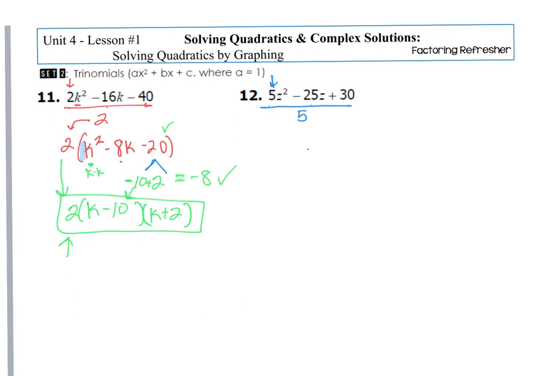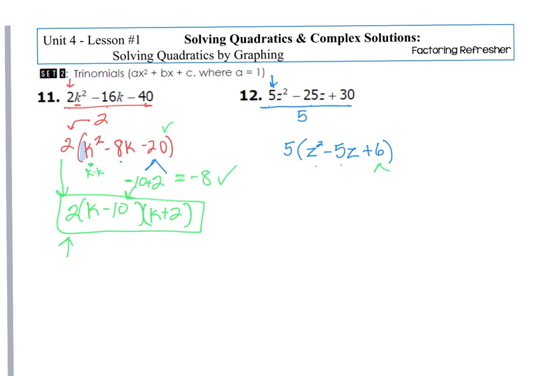5z squared divided by 5 is 1z squared. Negative 25z divided by 5 is negative 5z. And positive 30 divided by 5 is positive 6. Again, wrap it up when you're done dividing by the GCF, and that number has to go on the outside. And now we're dealing with 1, 2, 3 on the inside, factor tree.